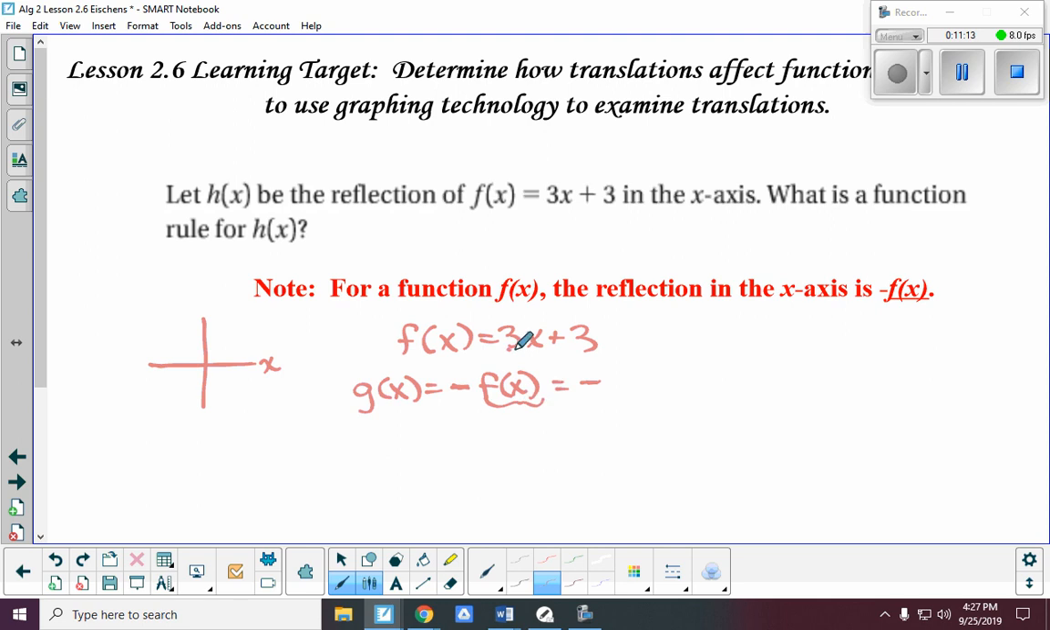Well, what does f of x equal? It equals 3x plus 3. So you substitute 3x plus 3 in right here, but the whole thing is negated, so you put parentheses around it. And then lastly, we will distribute the negative through. And there's your final answer. That is what g of x is equal to.